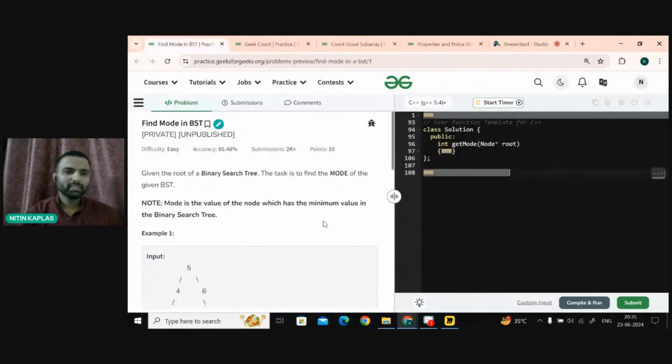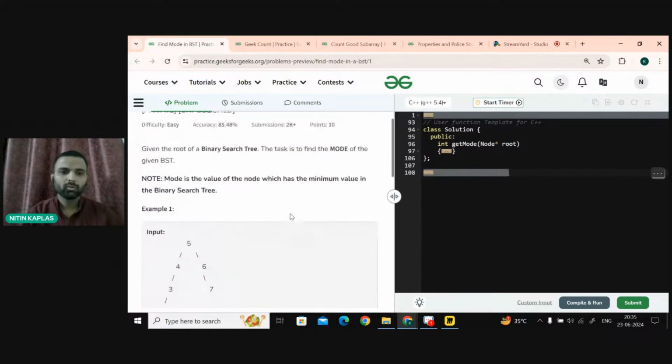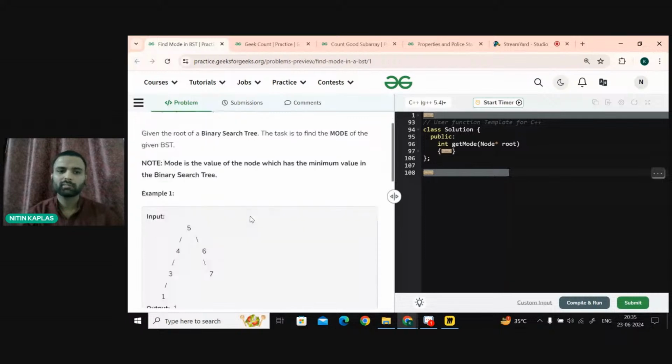So let's start. The first question is a very simple question. If you know a little bit of BST, the basics of BST, you are able to solve that question. In this question, we are given the root of a BST, a binary search tree. Our task is to find the mod of the given BST. So let's understand the definition of mod. Mod is the value of the node which has the minimum value in the binary search tree. That's the definition of it.